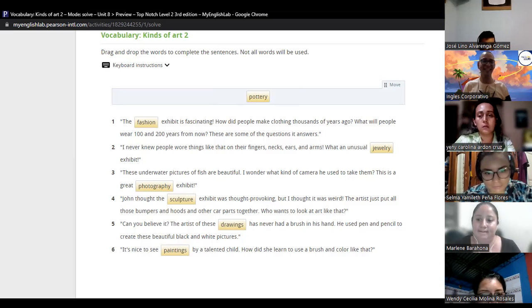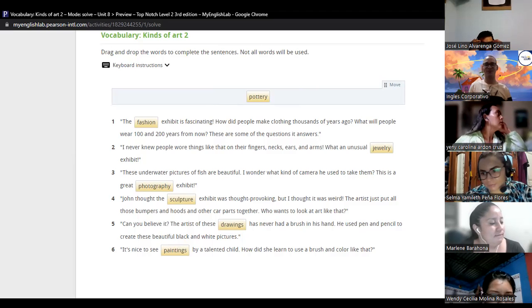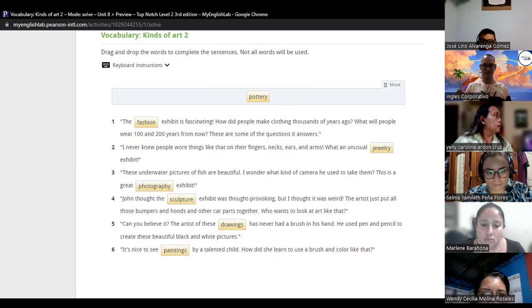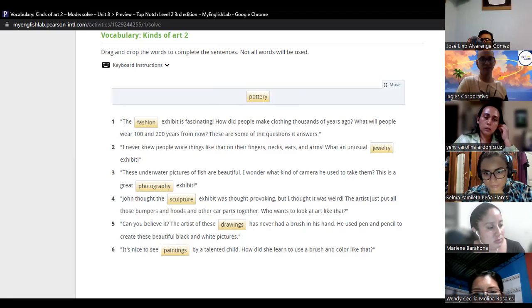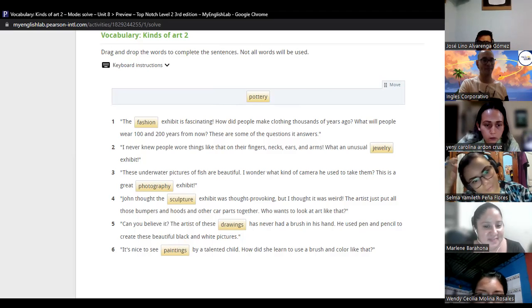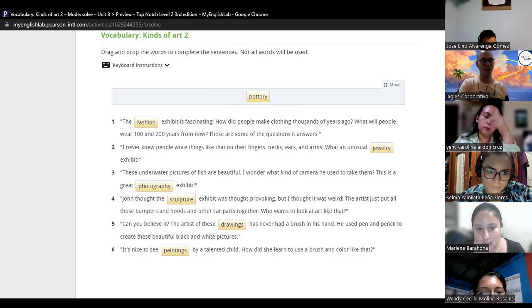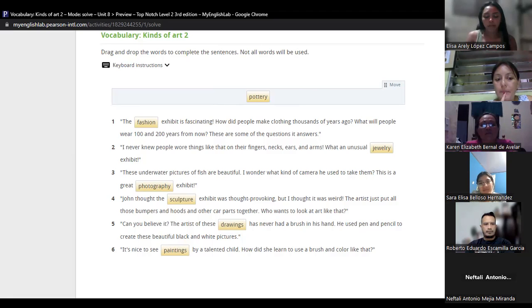What about you, Wendy? Help me with number 5. Can you believe it? The artist of this drawing has never had a brush in his hand. He used pen and pencil to create this beautiful black and white picture. Create. That's the word, pronunciation. Create. That's correct. Number 6, come to read, Elisa Areli.